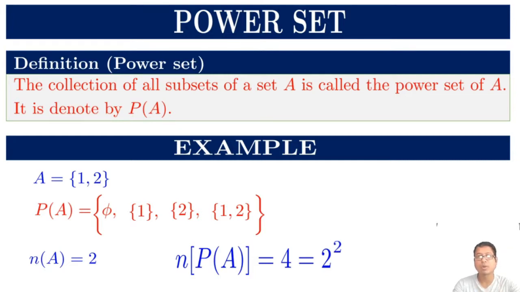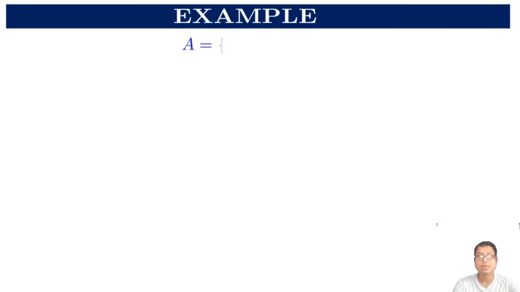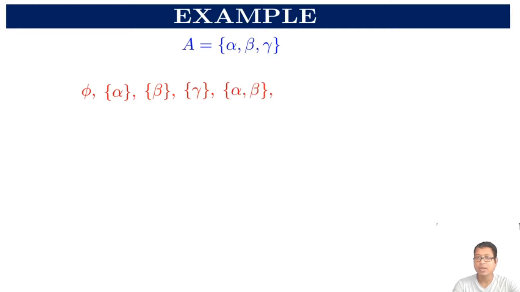Let me consider one more example. Suppose A consists of alpha, beta, gamma. Then you try to write all subsets of A. By default, phi is a subset. Now consider a single element at a time. All these are also subsets of A. Now you try to collect 2 elements at a time: alpha, beta, then alpha, gamma, then beta, gamma. These are also subsets of A. And at last, all the elements alpha, beta, gamma is also a subset of A.